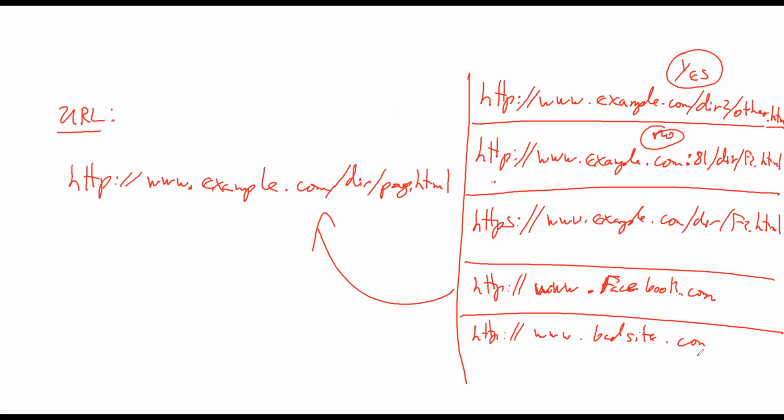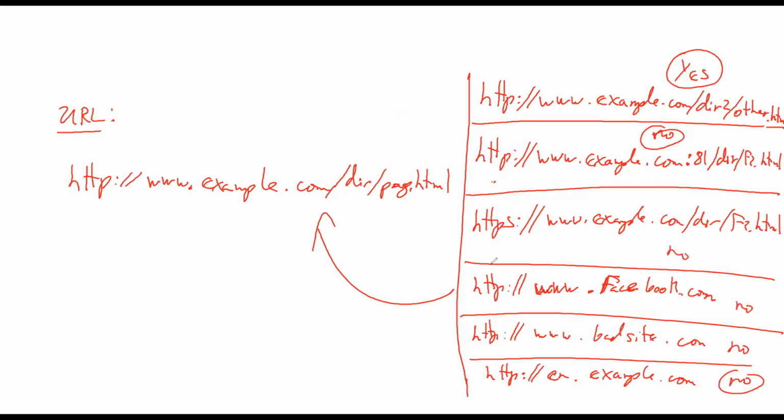Okay? Even subdomains are not going to be allowed. So for instance, if I use the example of HTTP en.example.com, this one has a different host basically, right? Because it has that subdomain. So even that one will not be allowed. Okay, so all of these are examples of no, no, no, no, and so on. Is this idea clear, guys?